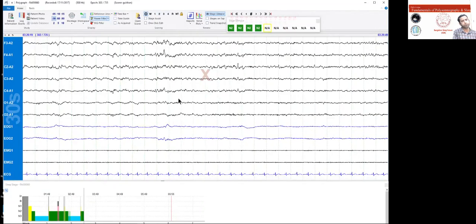So a K complex is a slow wave. Sometimes the shape of the K complex may not look that good, it looks like some kind of wave, but okay.